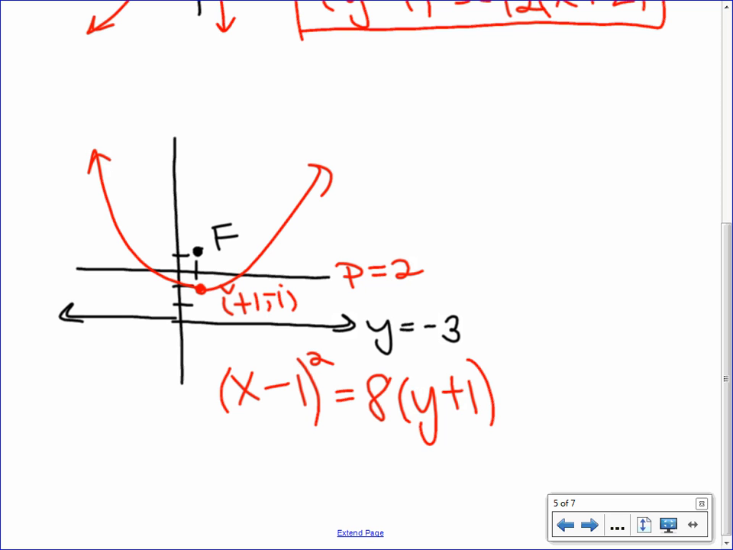Now, when you are given the vertex and either the focus or directrix, things are pretty straightforward, like we've seen. This throws a little bit more work at you, but still, you don't have anything too hard about it.